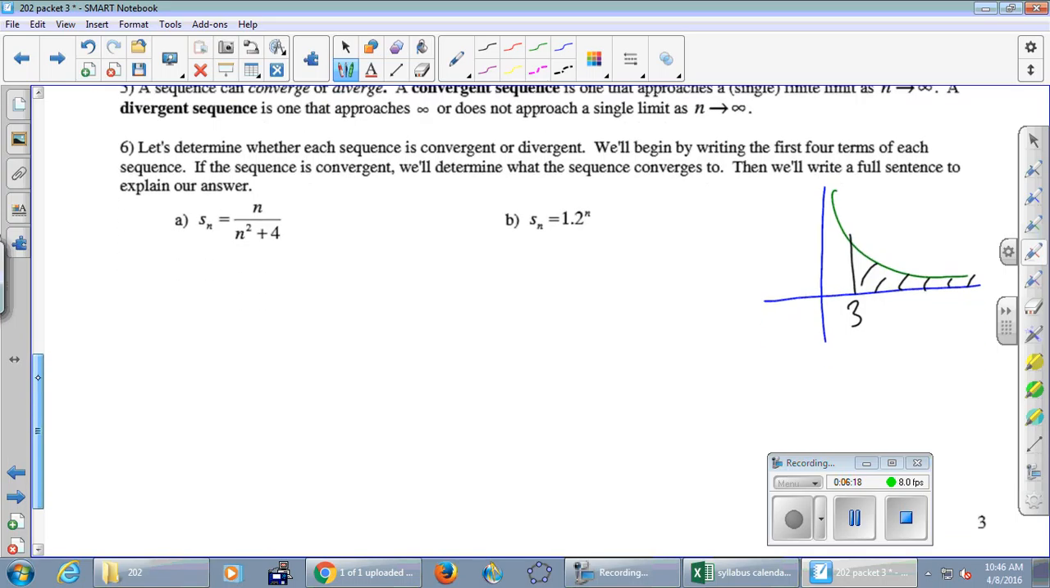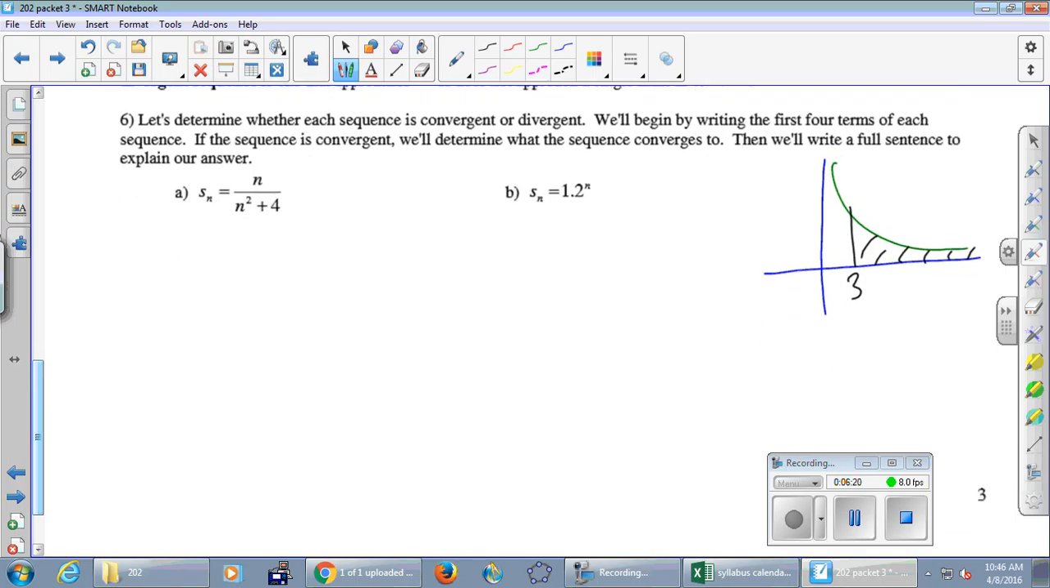So let's take a look at number 6. We want to know whether each sequence is convergent or divergent. We'll start by listing the first 4 terms. So let's try that here. This is what we mean by the good calculus notation, just writing those little subscripts there. So when we plug 1 in for the n's, what do we get? 1/5 is good. Go ahead and fill in the other 3 once you confirm 1/5.